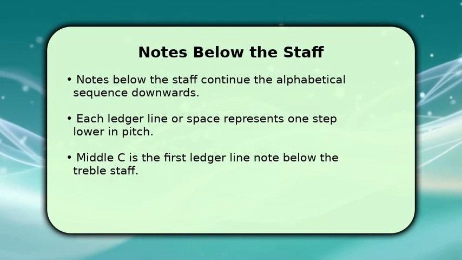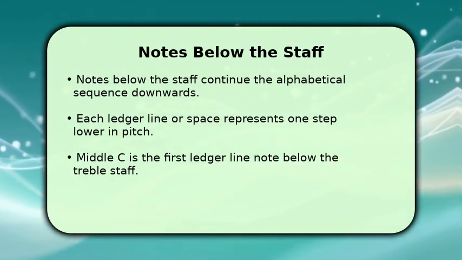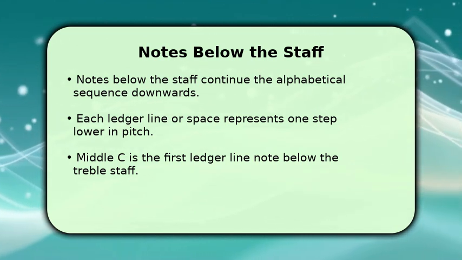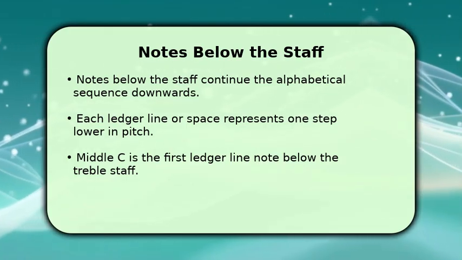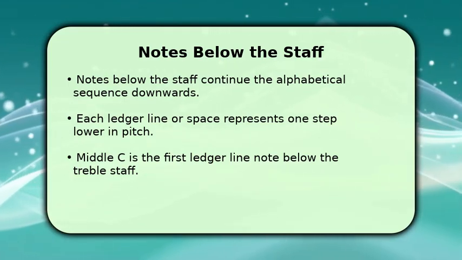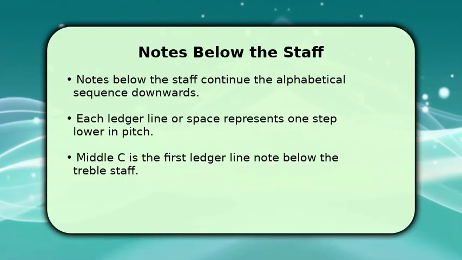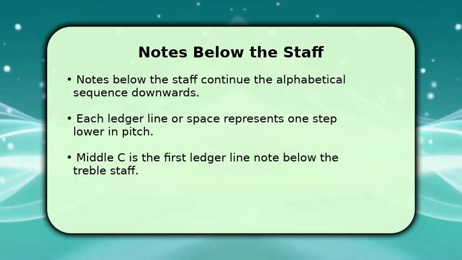Similarly, for notes below the staff, you will count downwards alphabetically. Each ledger line and space represents 1 step lower in pitch. In the treble clef, the bottom line is E. The space below that is D, and the first ledger line below is C, which is often middle C. In the bass clef, the bottom line is G, and the first ledger line below is E. Practice counting down to build familiarity.